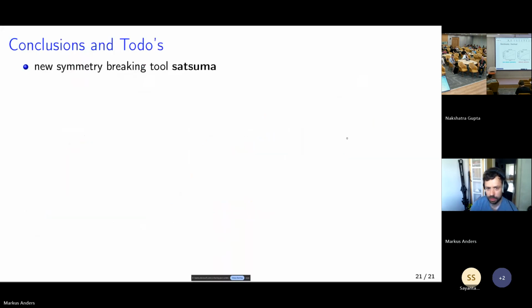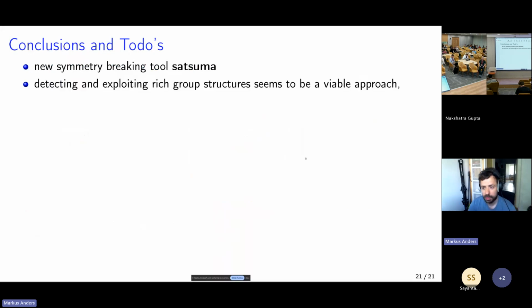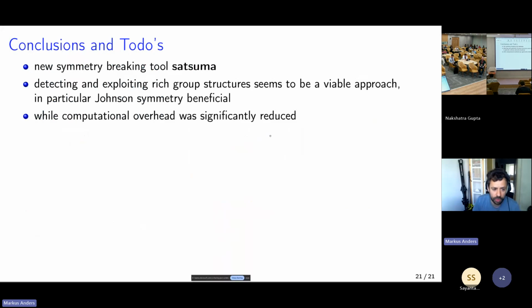All right, on to the conclusions. Today I've talked about a new symmetry breaking tool called Satsuma. I think we've demonstrated that detecting and exploiting richer group structures is a viable approach. In particular, these Johnson symmetries can be beneficial if they are to be found in the instances. And across the board, the tool is able to significantly reduce the computational overhead compared to Breakit.